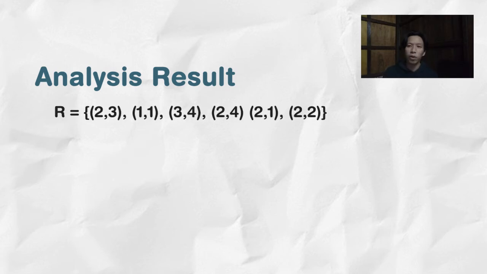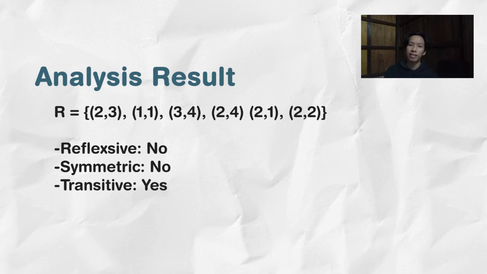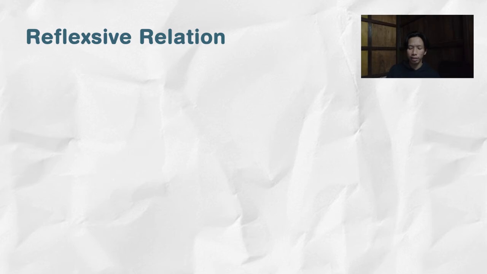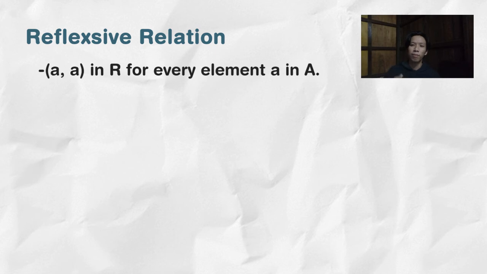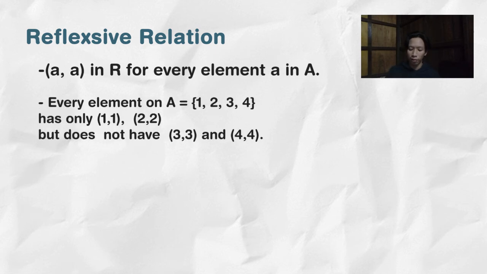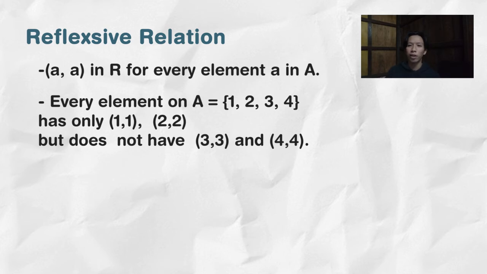For the analysis result in this case, we input different pairs in the relation, which are 2,3, 1,1, 3,4, 2,4, 2,1 and 2,2. The output result shows that the relation is not reflexive, not symmetric, but it is transitive. It is not reflexive because it does not meet the condition that all elements in A must be reflexive, which means for the elements of A, which are 1, 2, 3, 4, it must have 1,1, 2,2, 3,3, and 4,4. But in this relation, we only see 1,1 and 2,2. We don't have 3,3 and 4,4. So it does not meet the reflexive relation condition.